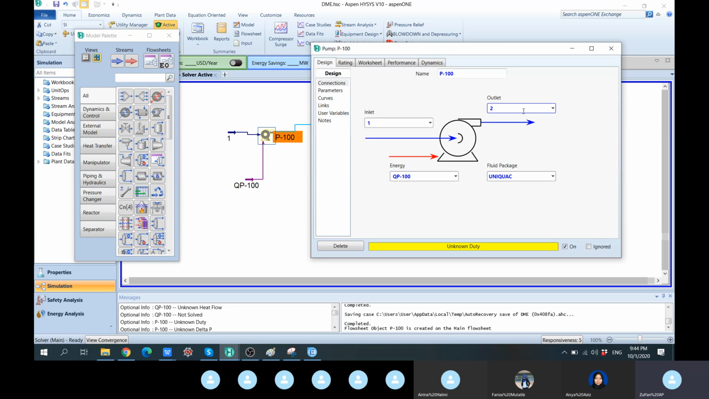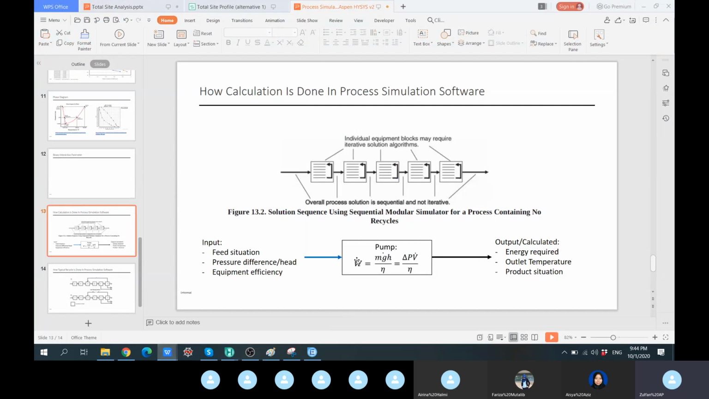So once we have all connections installed, it gives us this, which helps us a little bit to think. So unknown duty. What it refers to is this guy, this guy. Yeah, the unknown duty. So again, as I mentioned, we have to specify 3 out of 4 variables.